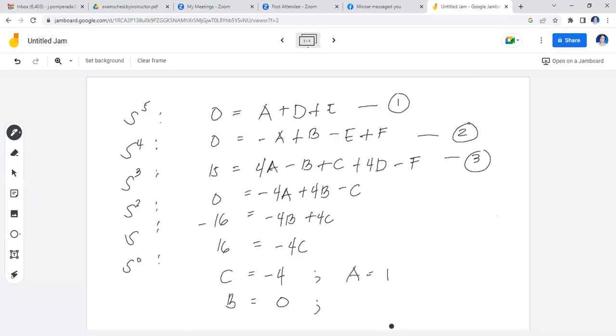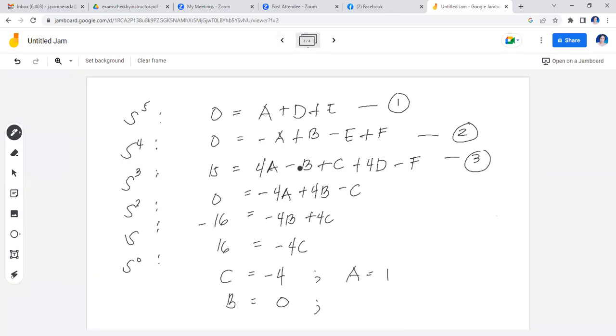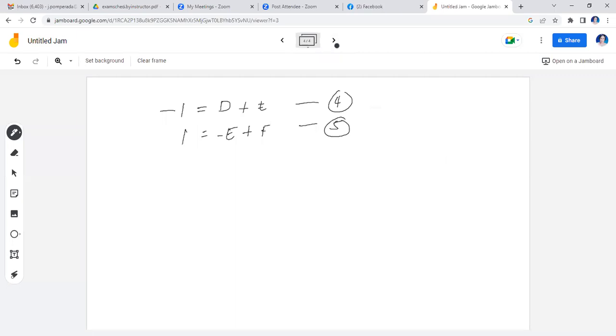So I substituted 1 and 0 for A and B here. So positive 1, 0. So negative E plus F. Negative E plus F. Here and in here, if you substitute 1, that would be 4. Here, you subtract 4 from 15, that would be 11. This is 0. 11 plus 4, because this is negative, that's 15. So 15 is 4D minus F.